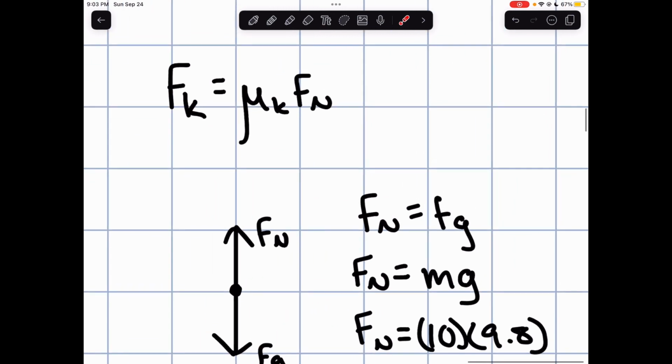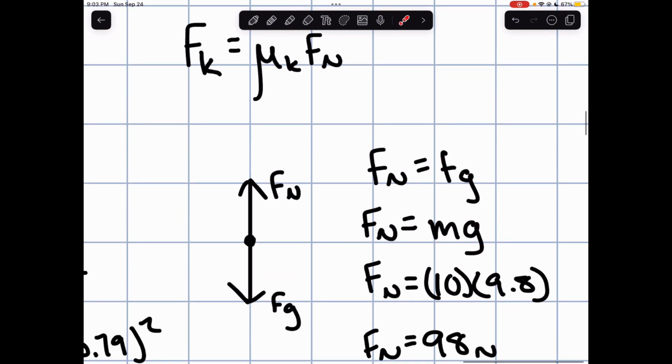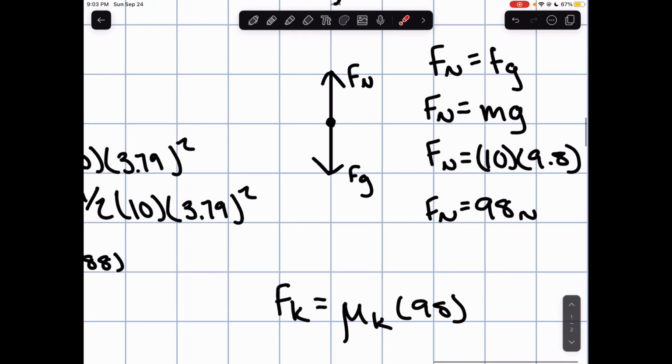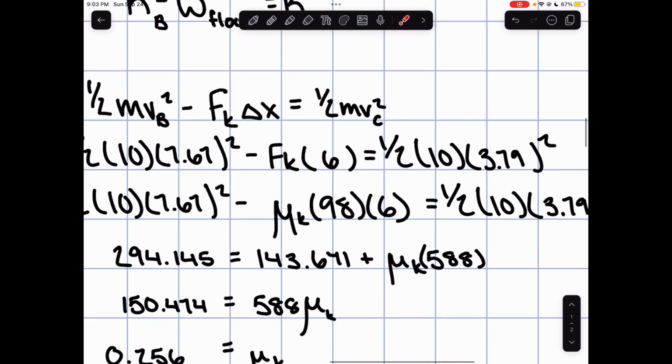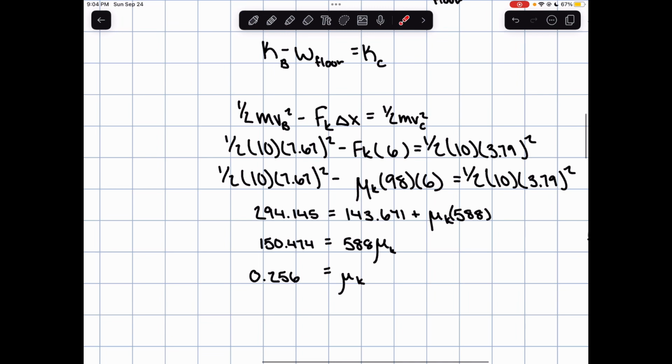to the gravitational force, which means we can say Fn is equal to Fg, and Fg and mg are the same, so we can say Fn is equal to mg. From there we plug in our mass, we plug in g, and we get Fn is equal to 98. So then we know that the frictional force is equal to the coefficient of friction times 98. So that's what we're going to plug into the next step of our equation. For Fk, we're going to plug in mu times 98 times 6.